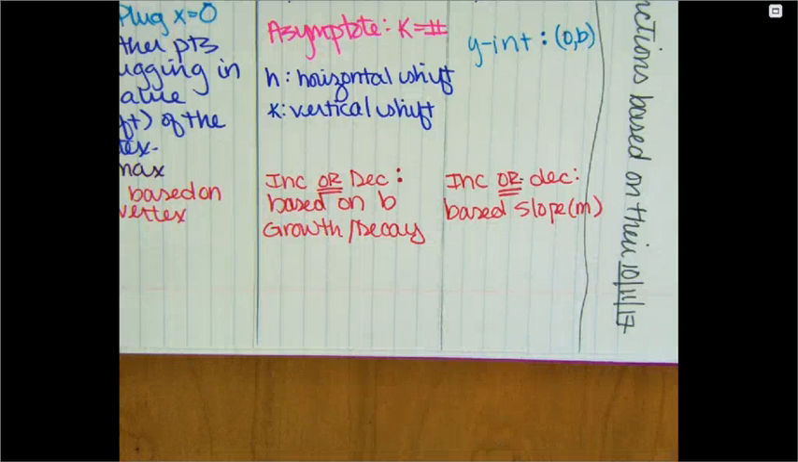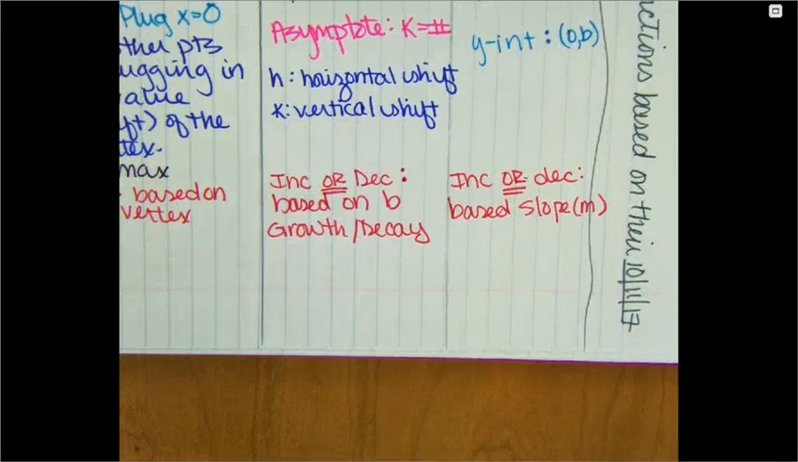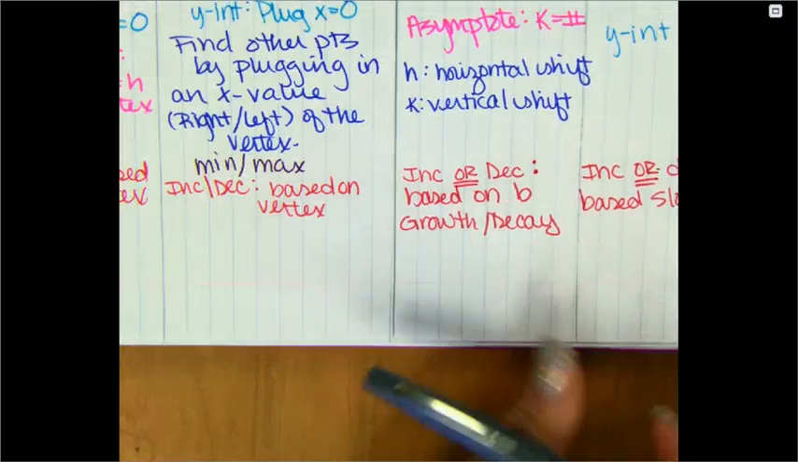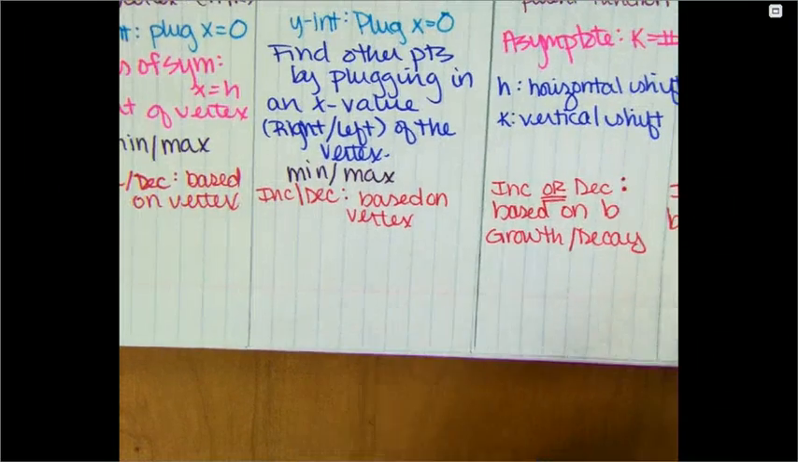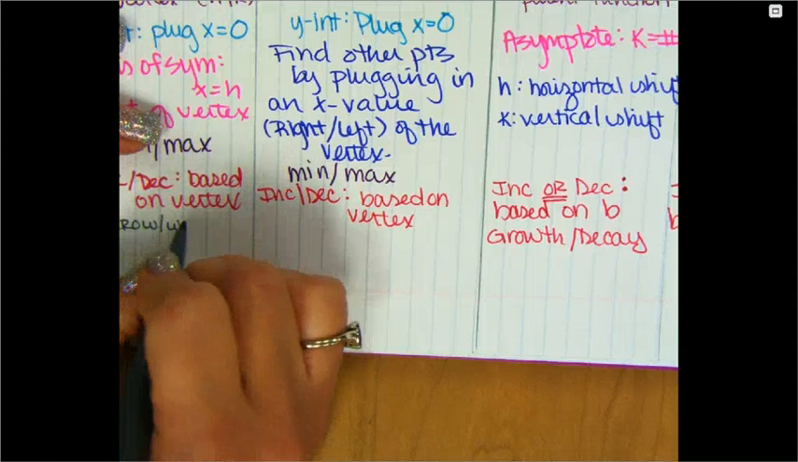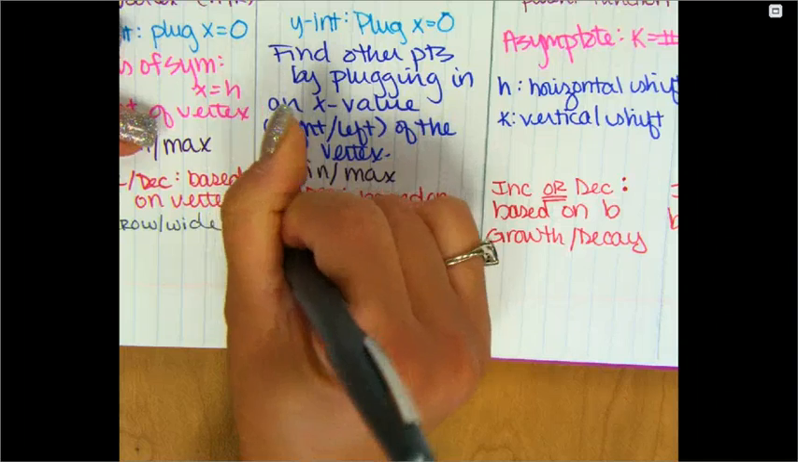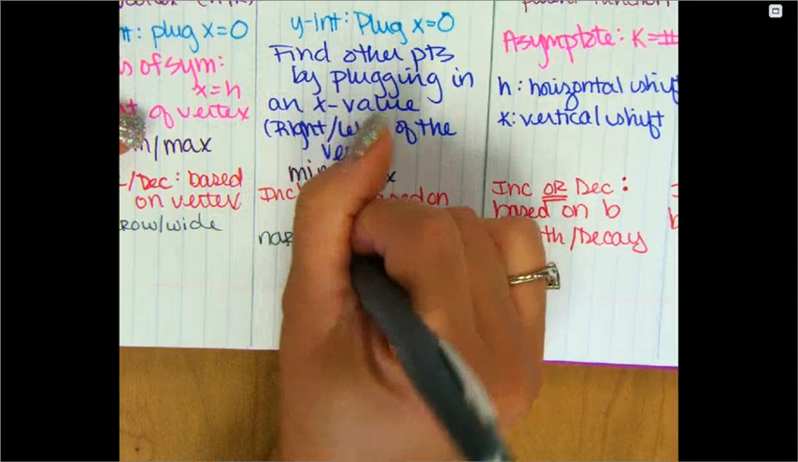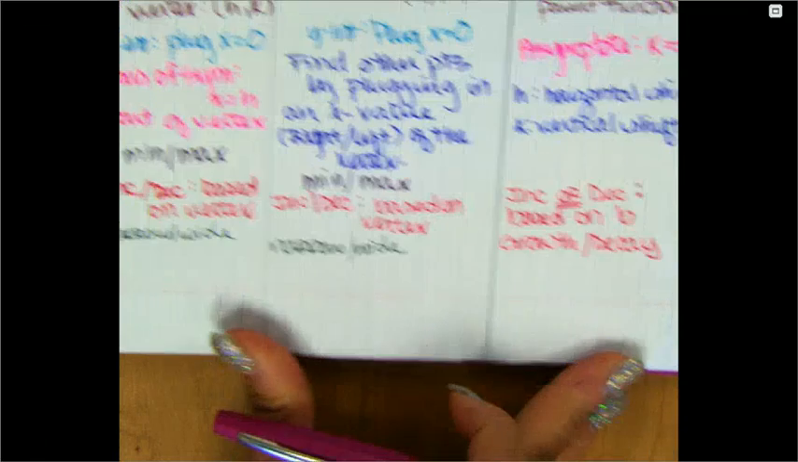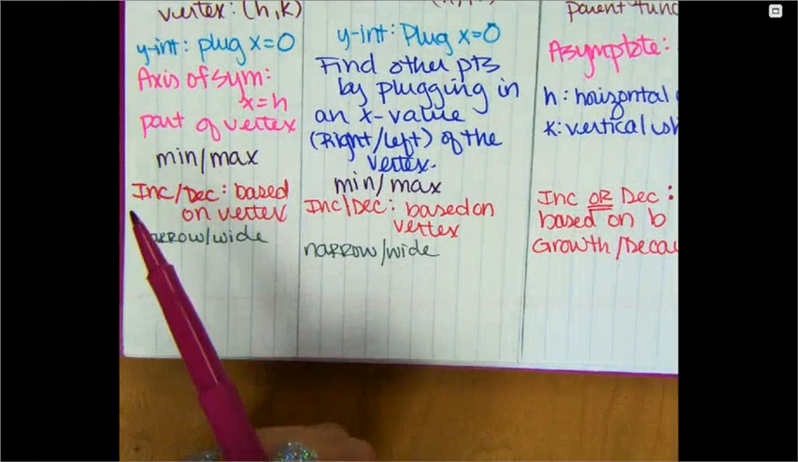Okay, what else? Domain and range is the last one we're going to do, but right before domain and range, what do you usually tell me? Narrow and wide. Absolute value and quadratics have narrow and wide. Does a linear have a narrow and wide? No. Does an exponential have narrow and wide? Nope. What other intervals am I missing? I have increase, decrease.